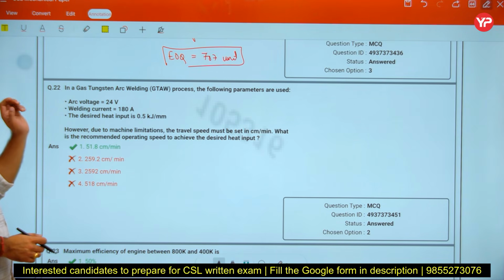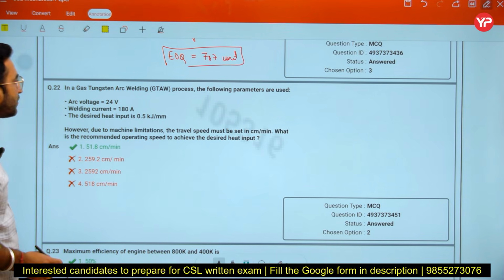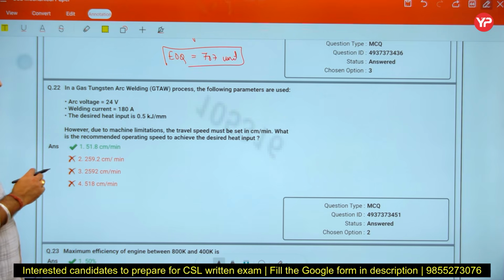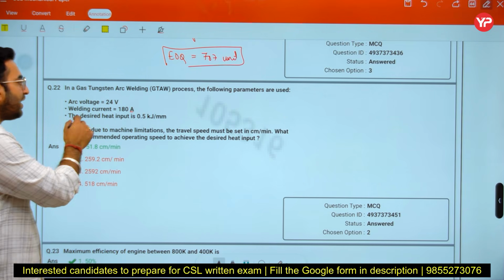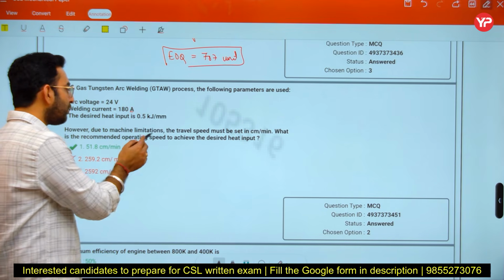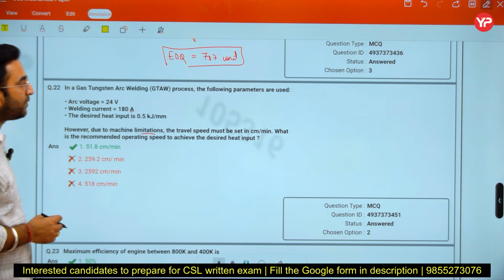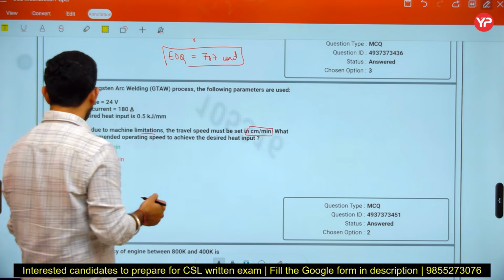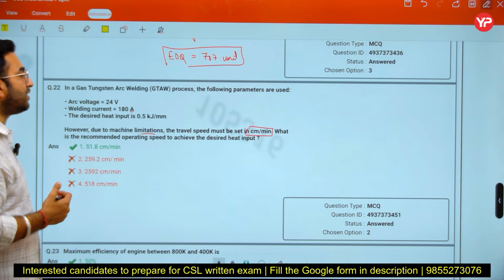Now in this question, in a gas tungsten arc welding process, the following parameters are used. Arc voltage is 24 volt, welding current is 180 ampere and the desired heat input is 0.5 kilojoule per millimeter. However, due to machine limitation, the travel speed must be set in centimeter per minute. What is the recommended operating speed to achieve the desired heat input?